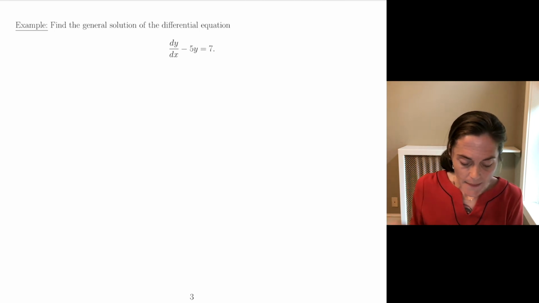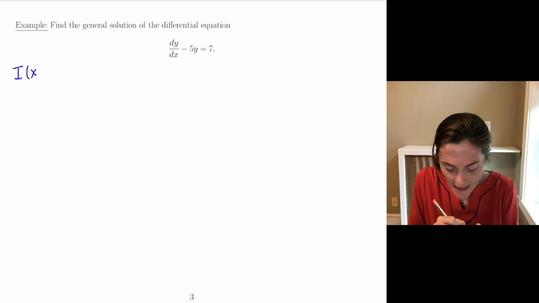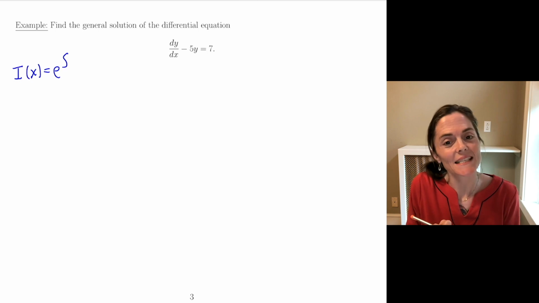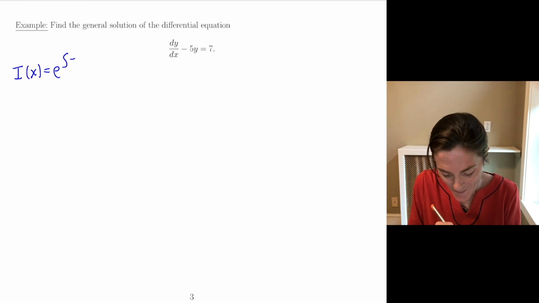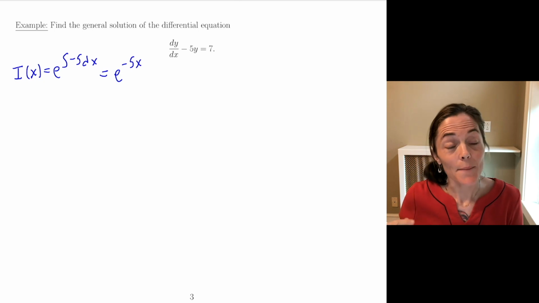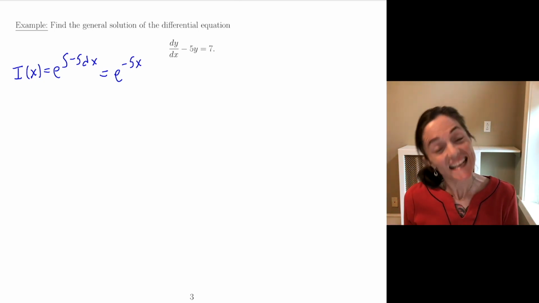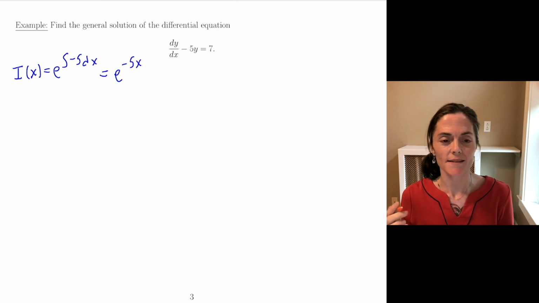And so we can just immediately write down I of x. I of x will be e to the integral. Well, the p of x is minus 5, so we have minus 5 dx. You notice this is just e to the minus 5x. As I mentioned, I'm looking for one antiderivative of minus 5, and certainly minus 5x works.